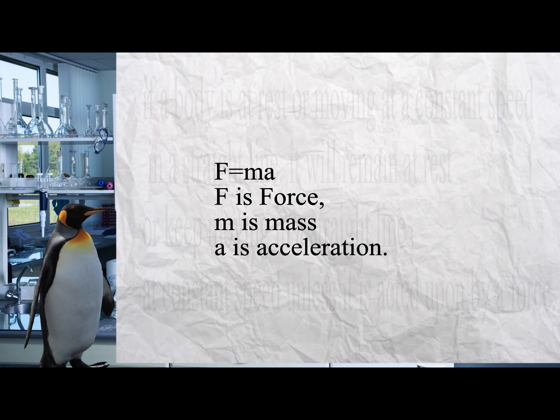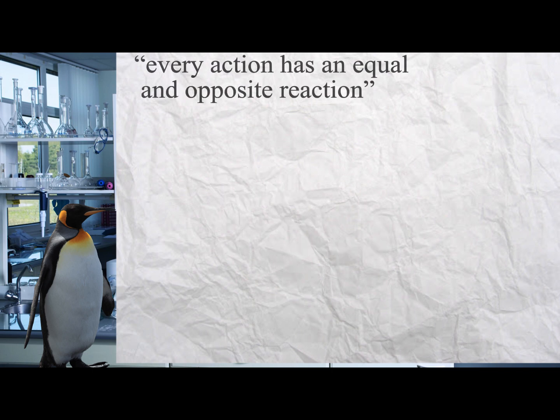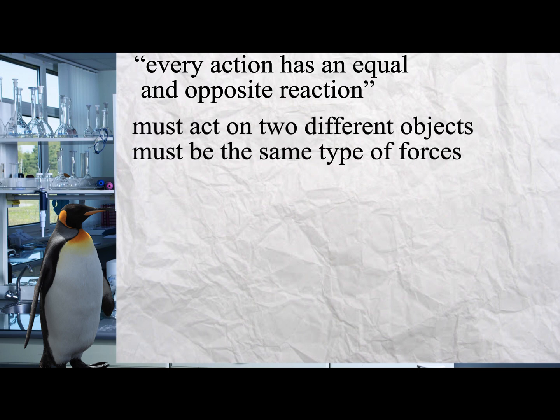Newton's second law is simply the formula F equals ma, where F is force, m is mass, and a is acceleration. Newton's third law is a little harder to imagine. It states that whenever two objects interact, they exert equal and opposite forces on each other. Many people use the phrase, every action has an equal and opposite reaction, but this can cause problems because it misses two important points. The forces must, number one, act on two different objects, and number two, have to be the same type, e.g. they both have to be contact forces.